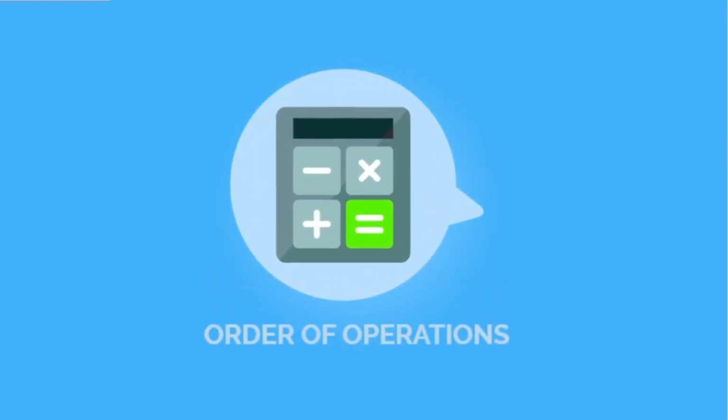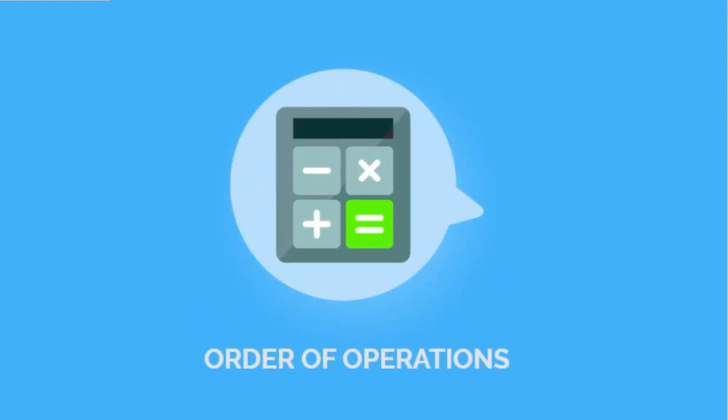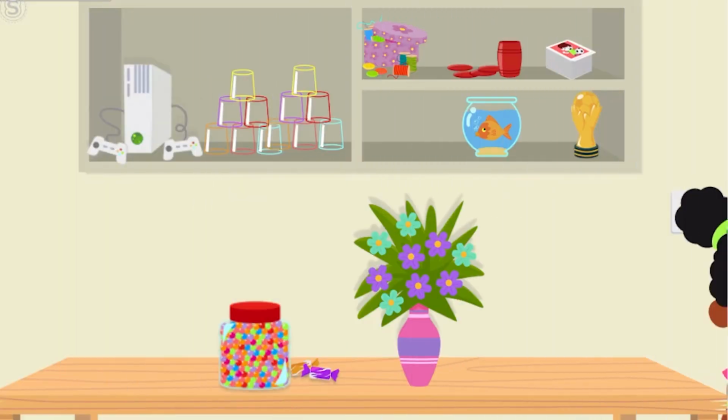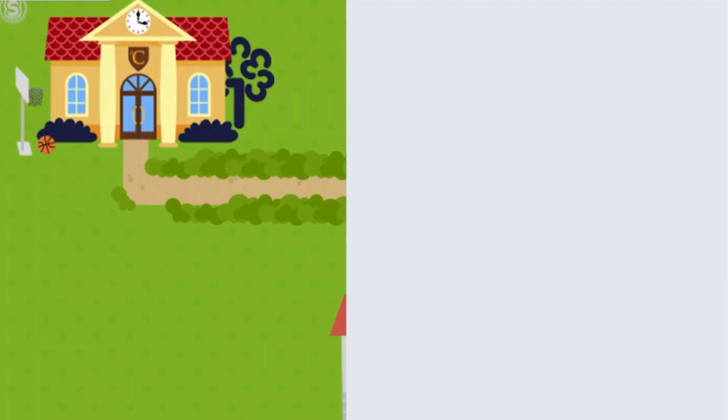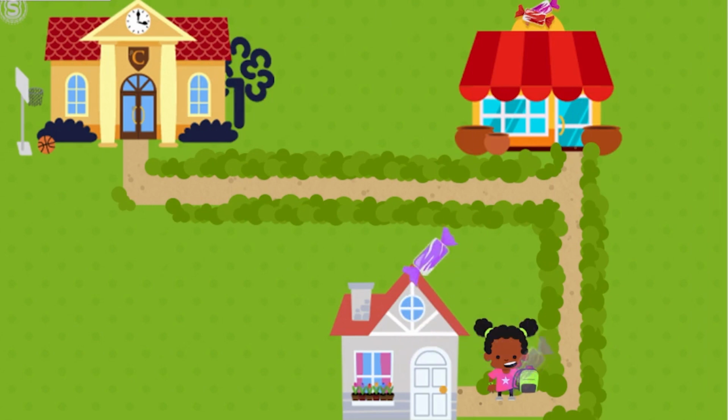Order of operations. Zoe wants to give some candy to her classmates. Before she left home, she picked up the 4 pieces of candy that she had.